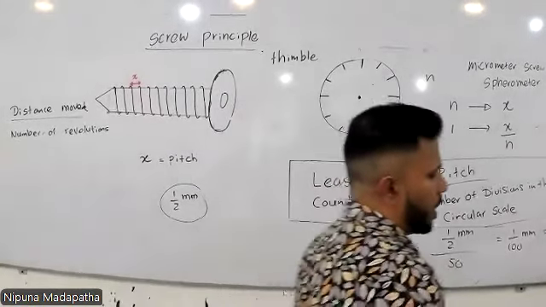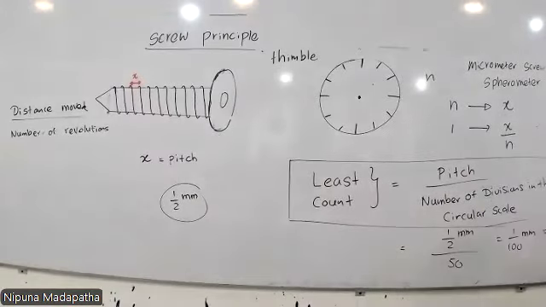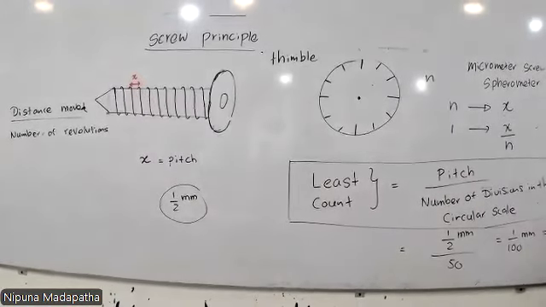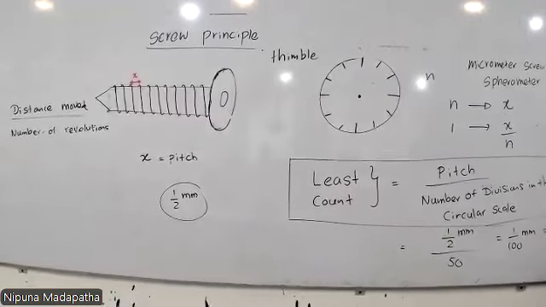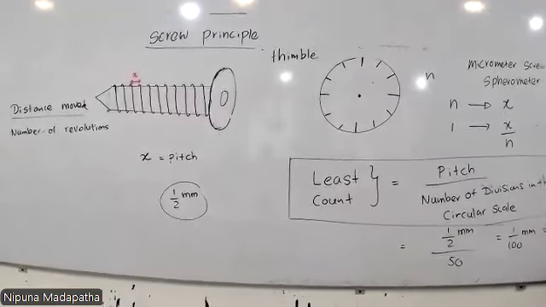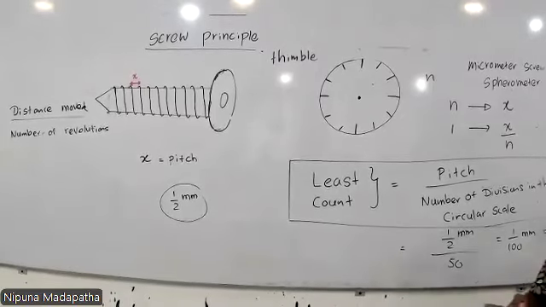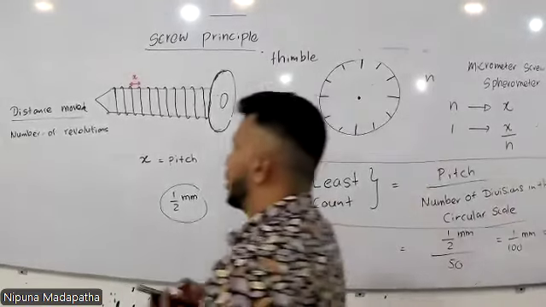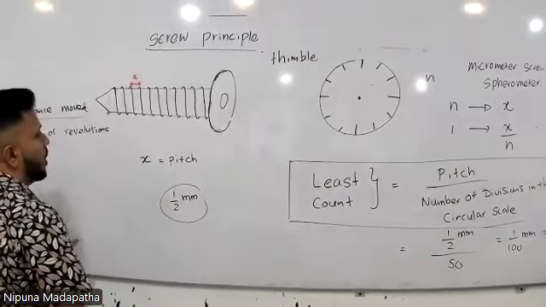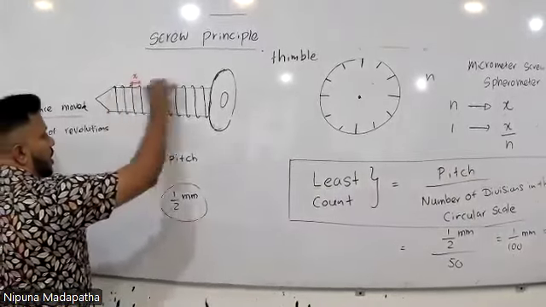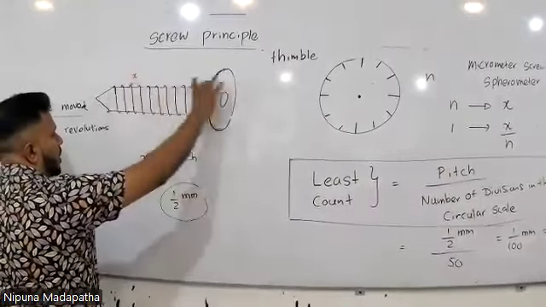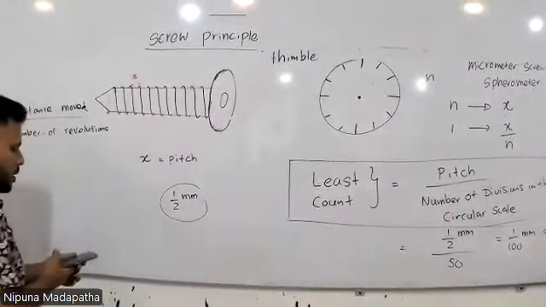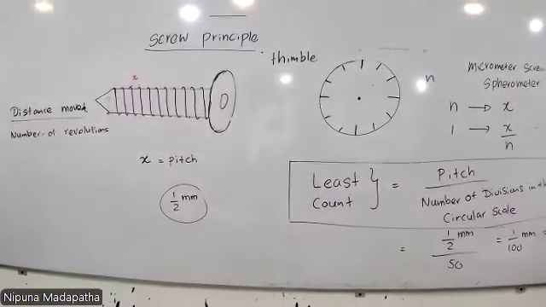The spindle of a micrometer, S-P-I-N-D-L-E, spindle of a micrometer, right? So the spindle of a micrometer is equivalent to the area of a screw, right? When we turn it, the spindle of the micrometer moves 2 millimeters.